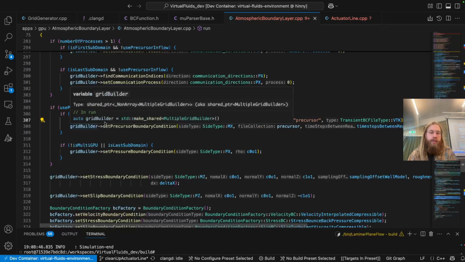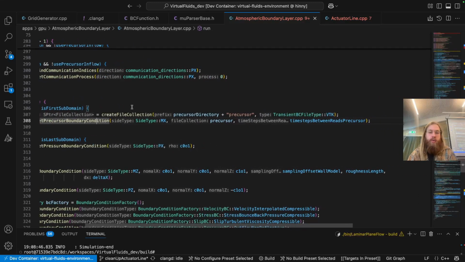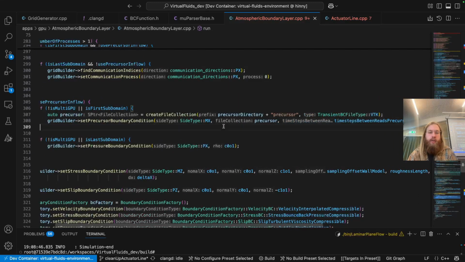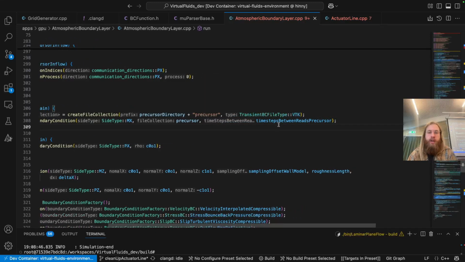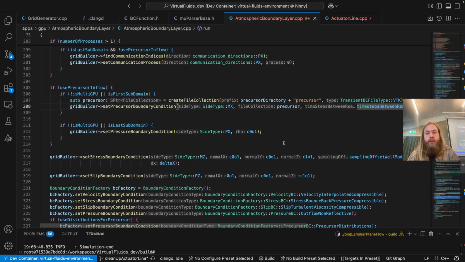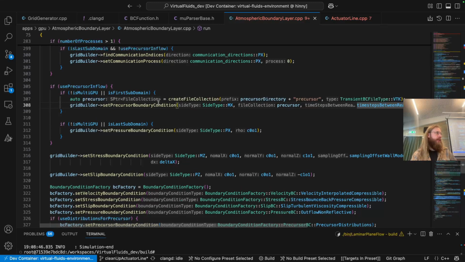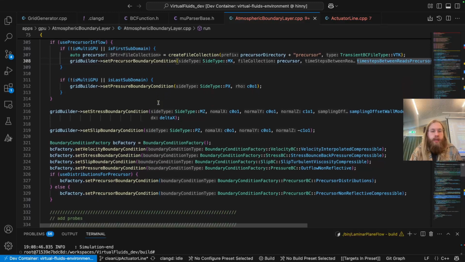So you create the file collection, and then you have to set the precursor boundary condition. You have to give it a file collection, and then how many time steps there are between each read of the precursor. And then you're going to run a precursor boundary inflow. So it looks like any other boundary condition, really. This is for when you have already generated the precursor data.